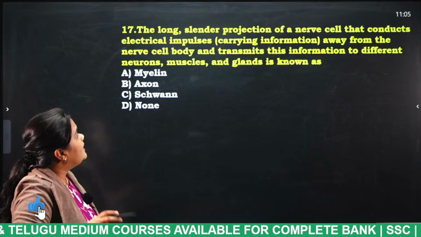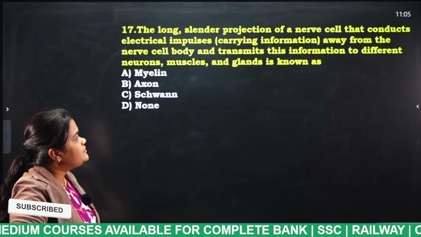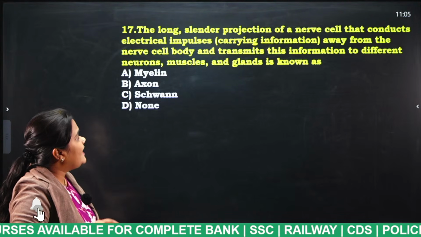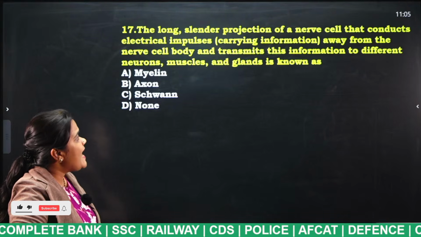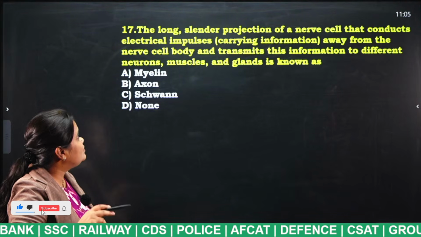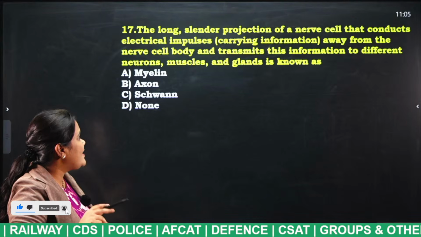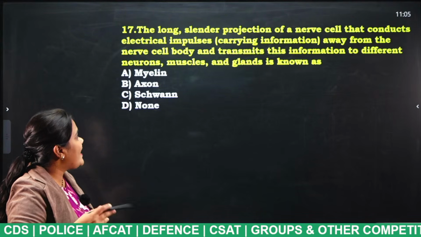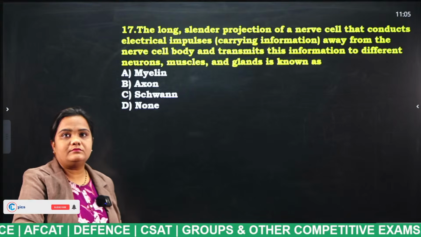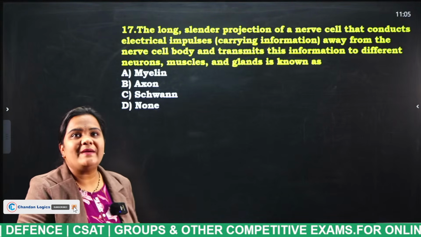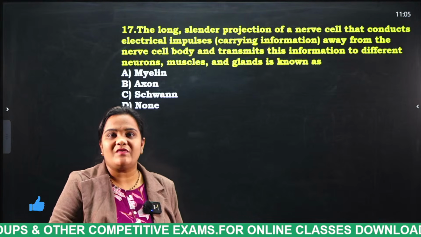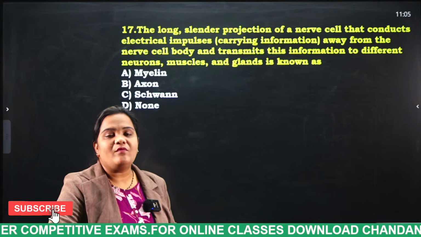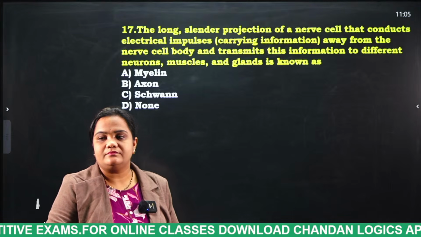The long slender projection of a nerve cell that conducts electrical impulse carrying information away from the nerve cell body and transmits this information to different neurons, muscles and glands is known as myelin, axon, or squamnon. Tell me, students, what might be the answer for this question? Everyone in the live session, click the like button, and tell me the answer.